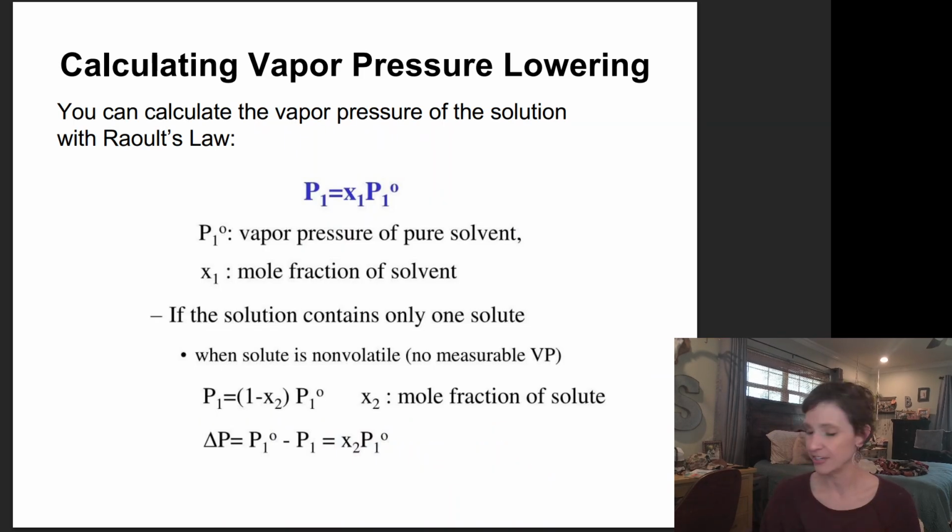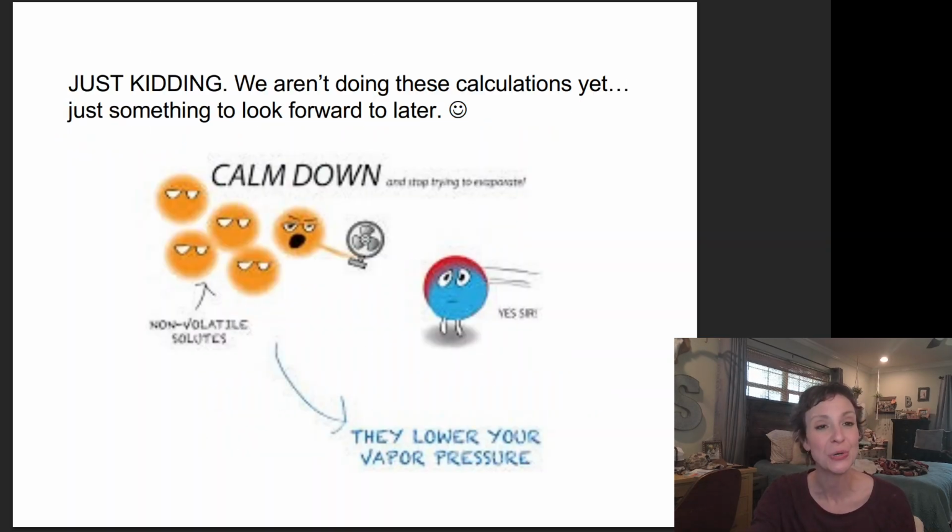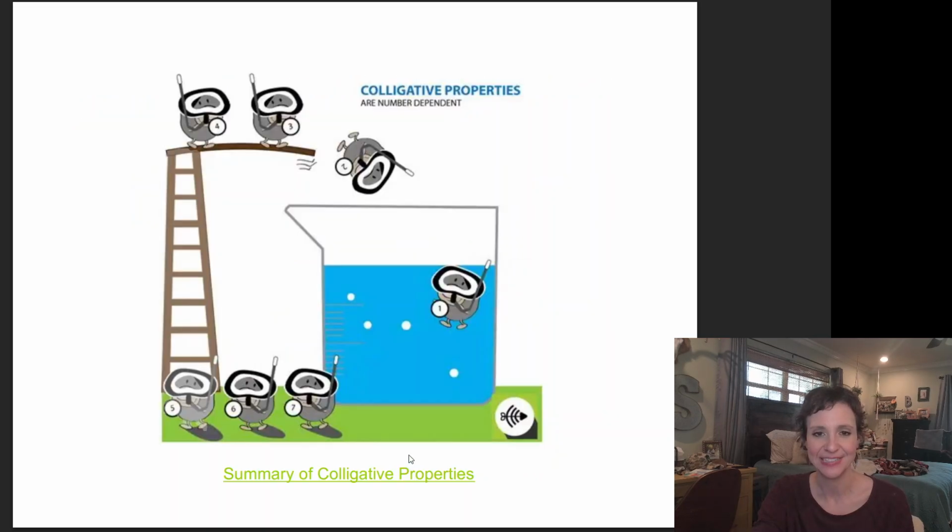Now, can I calculate vapor pressure lowering? I sure can. You can calculate vapor pressure lowering of the solution with Raoult's law, and you will have to do this at some point maybe in your chemistry career. We are not doing this today. That is something for you to look forward to later, okay? Calm down and stop trying to evaporate. Here are your non-volatile solutes. They're going to lower your vapor pressure. They will not want you to evaporate, which is really, really funny.